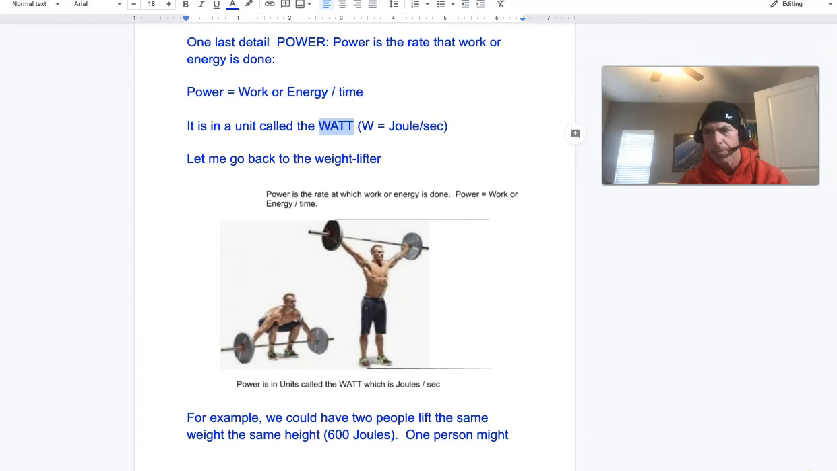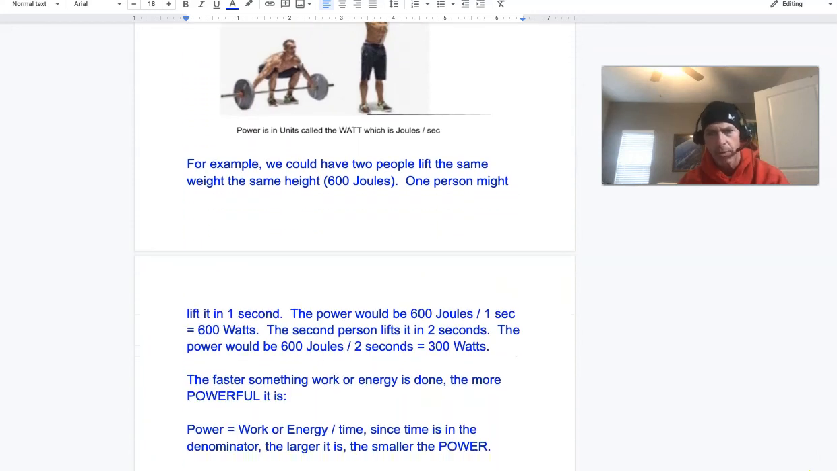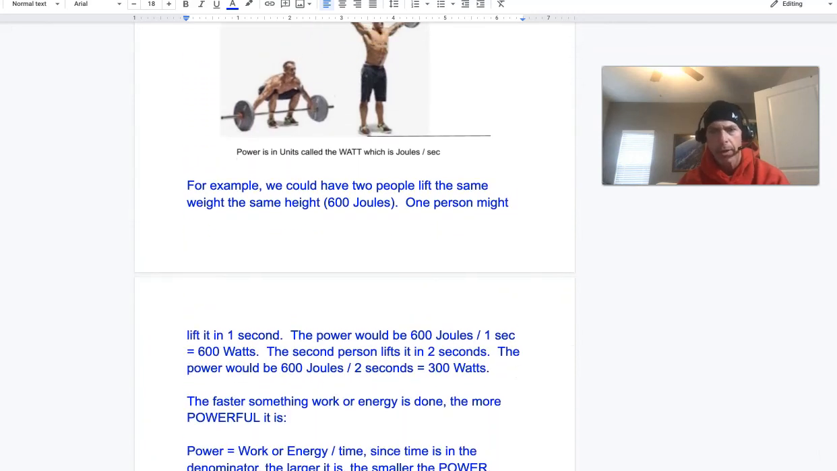But one person may lift it faster than the other. Okay, so one person might lift the barbell in 1 second. So that would be 600 watts. That's 600 joules worth of work or energy divided by 1 second. That's 600 watts. The second person maybe lifts it in 2 seconds. So the power would be 600 over 2. Well, that would be 300 watts.